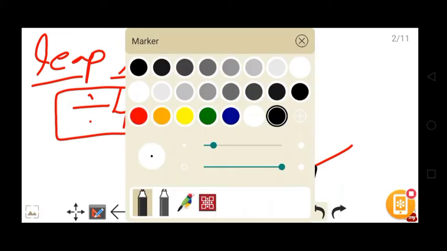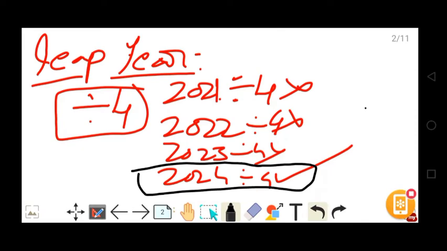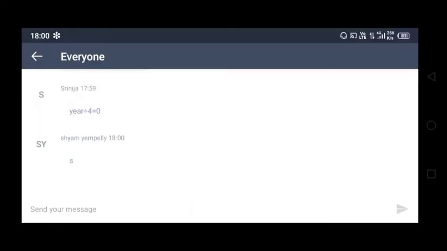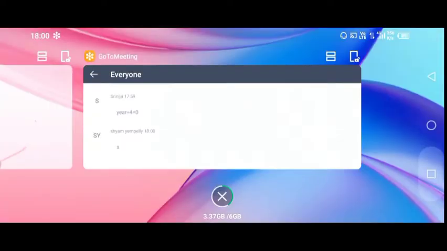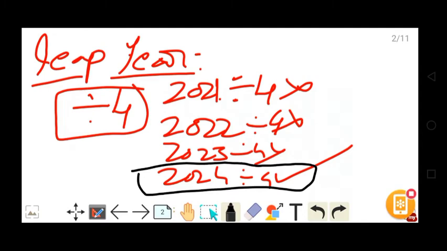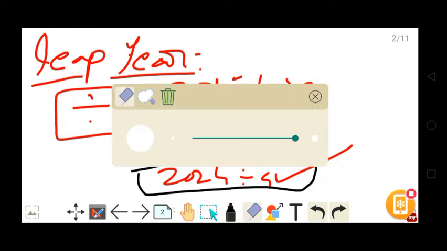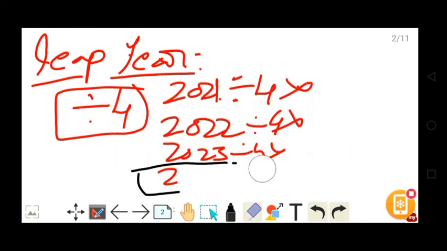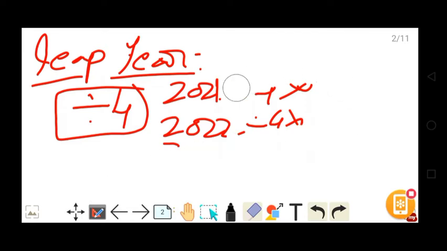Good. All of you understand? If you understand, I will explain something. Year divided by 4, remainder 0. Good, Srinidha. Good, Shyam. So no more doubt up to this. It's okay.